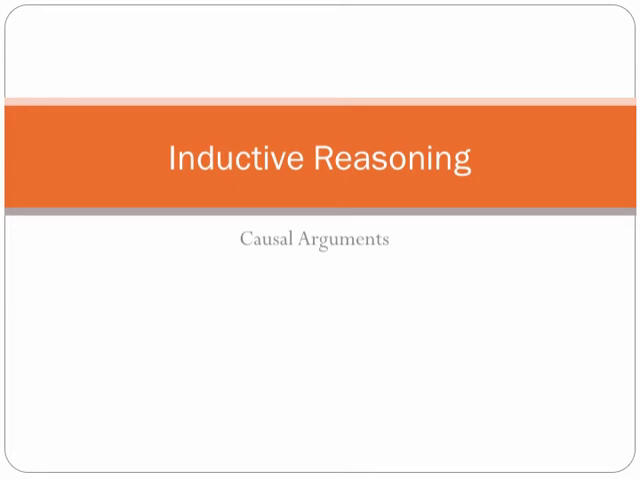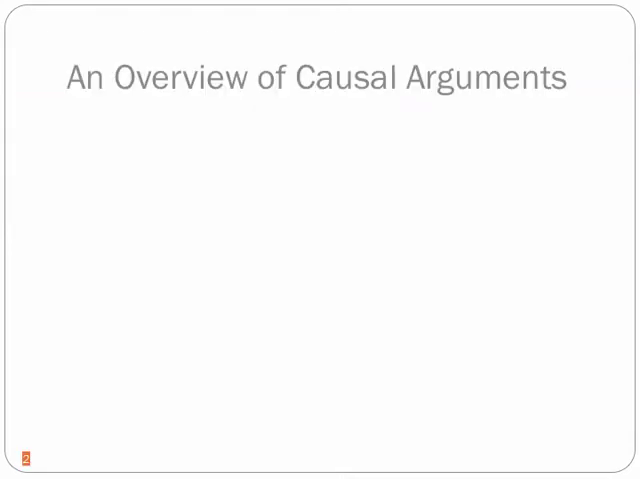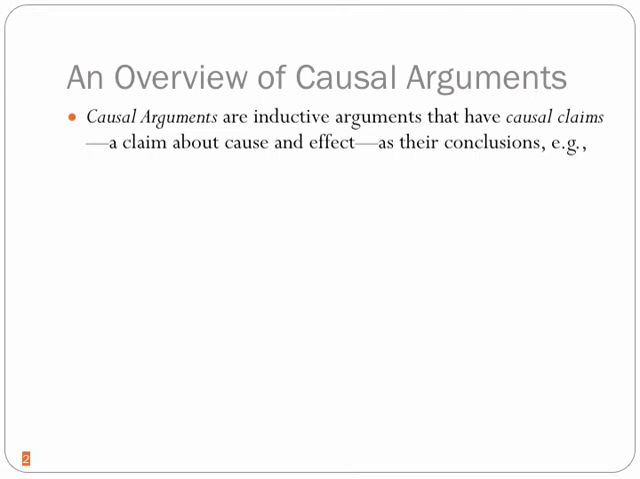All right, we're going to finish up inductive reasoning by looking at causal arguments. These are inductive arguments in which the conclusion is a causal claim. In other words, a conclusion that talks about or references a cause and effect relationship. To put it another way, causal arguments are inductive. They have causal claims, a claim about cause and effect, as their conclusion.